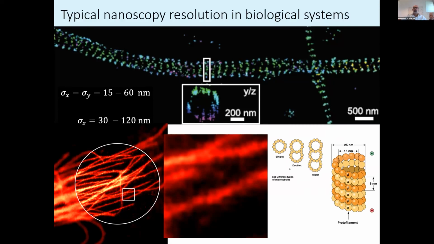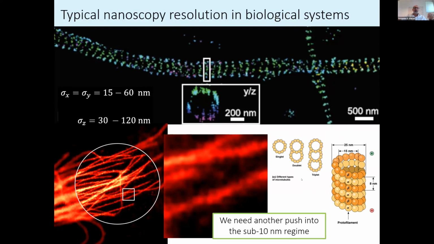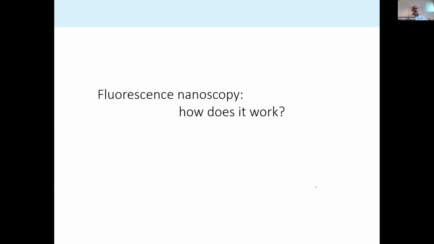So if we would like to see it, we would need an extra push in the resolution to reach the sub-10 nanometer region. That's the motivation. Why? Because the structural proteins that conform these structures have a size of about 10 nanometers or 5 nanometers. That's the size of structural proteins. So if we can reach the sub-10 nanometer regime in resolution, we will start seeing how these proteins organize really at the molecular scale.